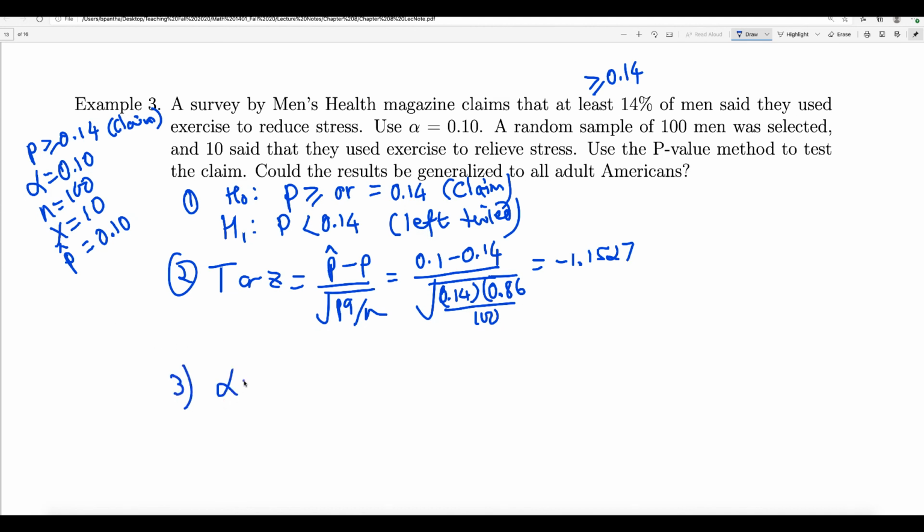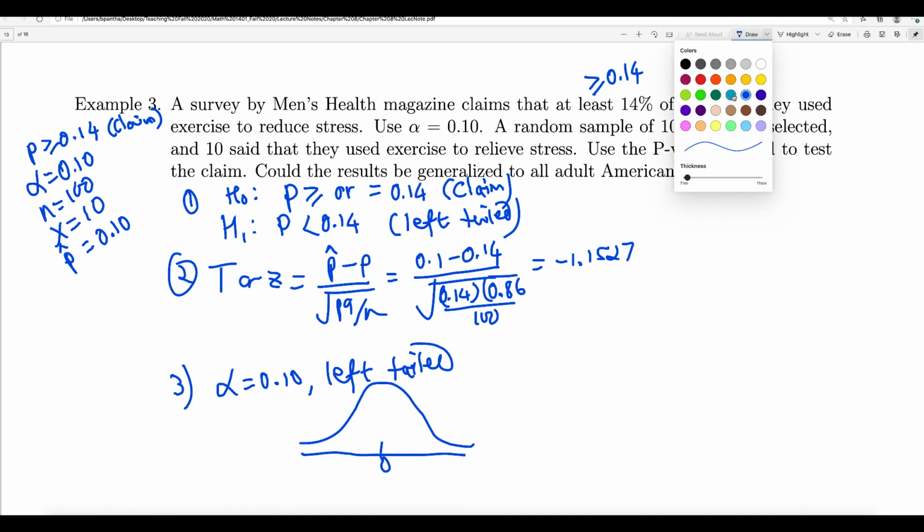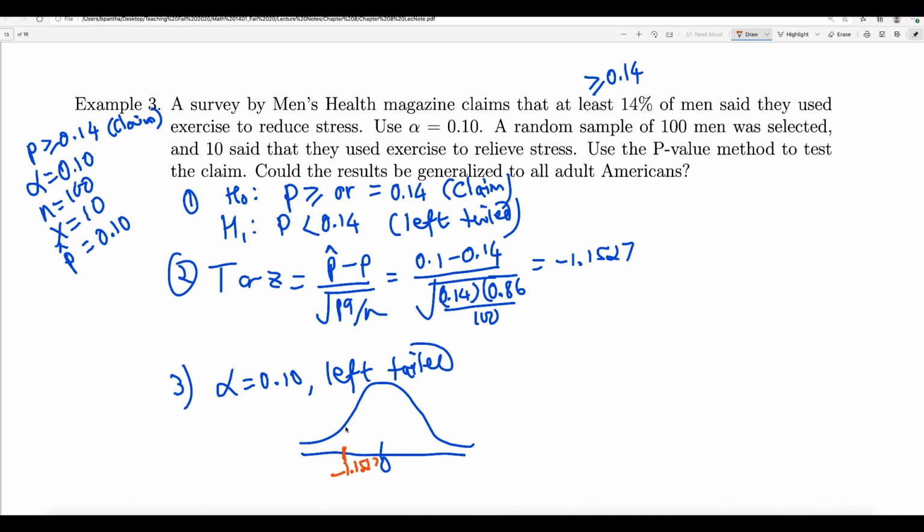This is a left tail test, alpha equals 0.10. What does that mean? We draw the normal curve. 0 is there. Where is z? That test value falls somewhere on the left side, right here, at negative 1.1527. Our goal is to find this area, the area left of negative 1.1527. That is the p-value. This is not alpha. Alpha is given as 0.10. The p-value is the area of the shaded region.